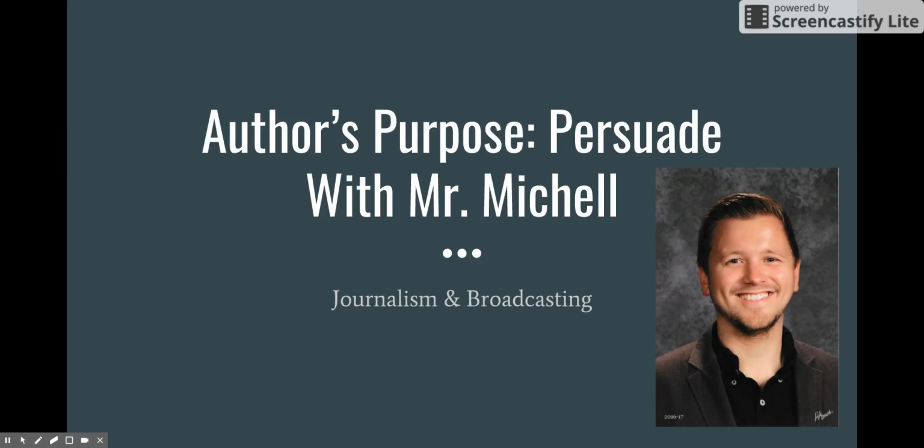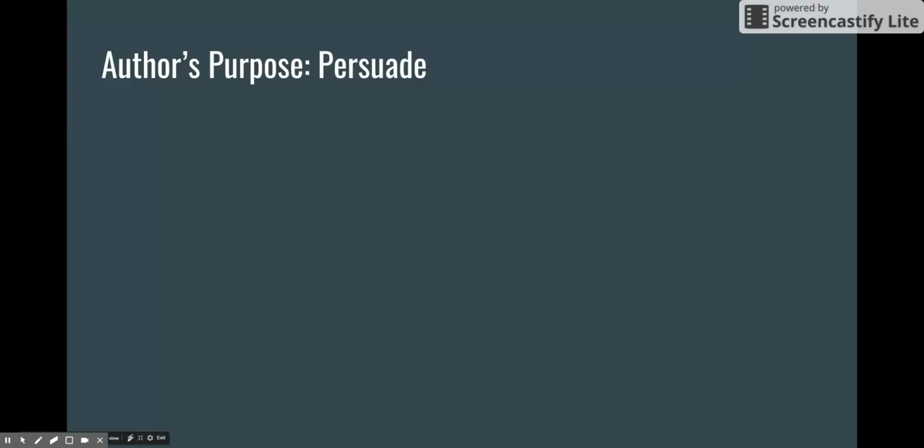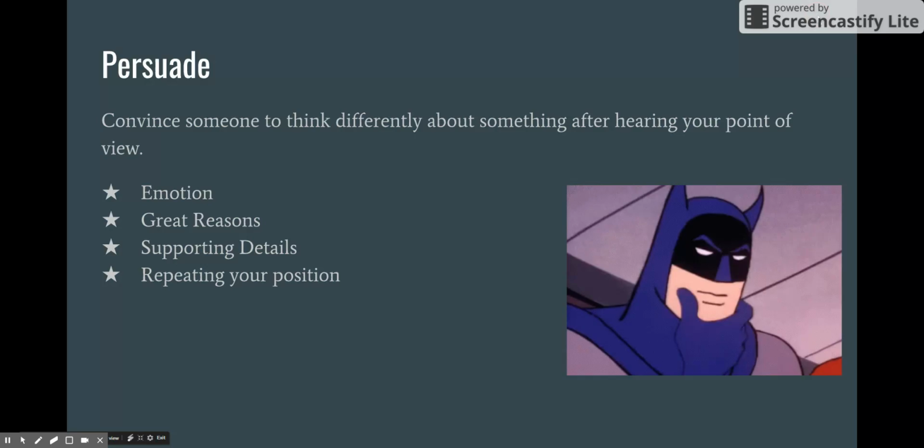Today we're talking about persuasion, which I think is maybe the hardest part of pi. I'm going to take you through some of the steps today so that you can see what you need to do in order to persuade. Again, when we talk about persuasion, what we're trying to do is convince someone to think differently about something after hearing your point of view. So you want them to think differently.